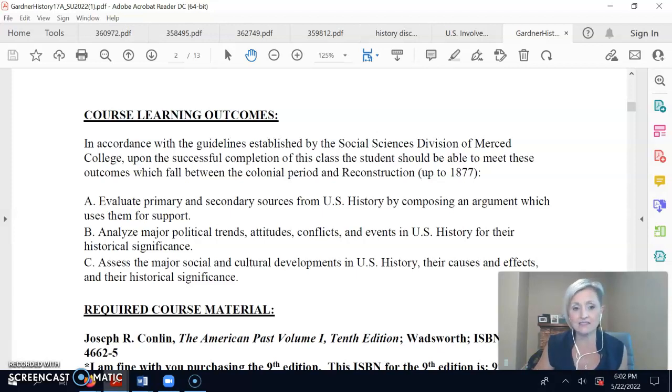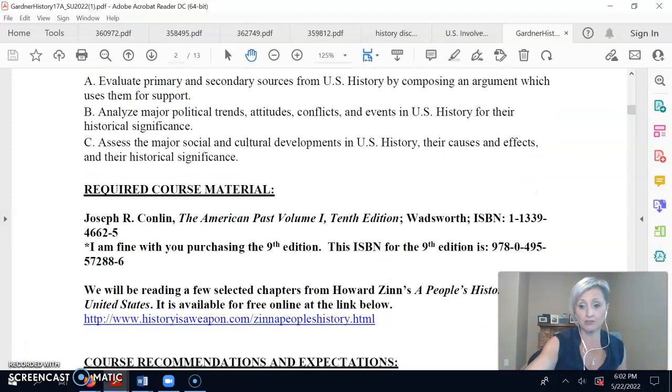And then third, assess major social and cultural developments in U.S. history, their causes and effects, and wait for it, their historical significance. Why should you give a crap, right? So those are the three major learning outcomes. So next we're going on to the required course material.